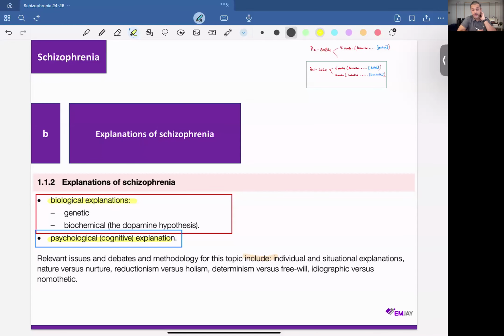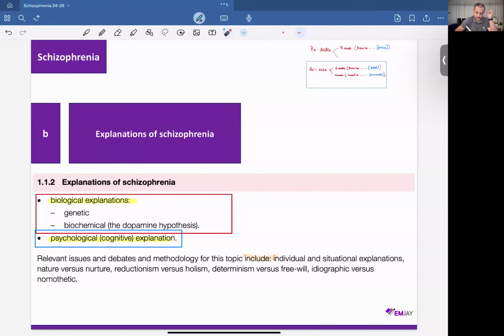We're starting off with the cognitive explanation of schizophrenia, and as we speak about this, remember we come across these explanations in the second section. As we speak about clinical psychology, all chapters in clinical psychology are divided into three sections. The first one has to do with the diagnostic criteria, the second one has to do with the explanations of a particular mental illness, and the third one has to do with the treatment and management for any particular mental illness.